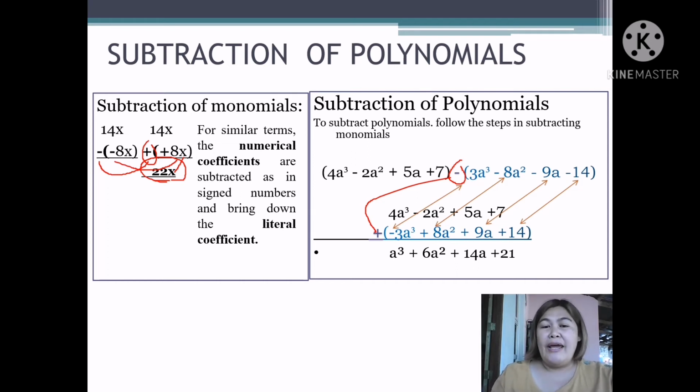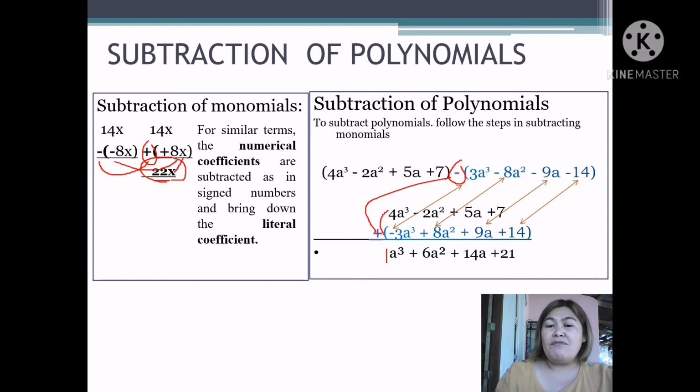So 4a cubed and negative 3a cubed have different signs, the one is positive and the one is negative, so we subtract. So 4 plus negative 3, the answer is 1. There's no need to put the 1 there. So the result will be a cubed. Just simply copy the literal coefficient.